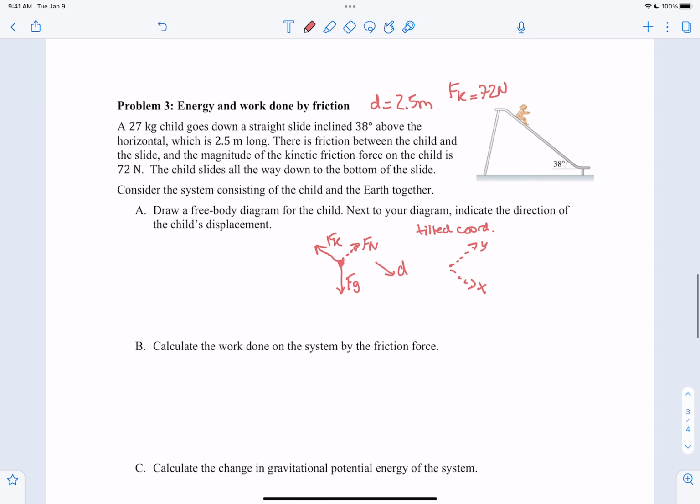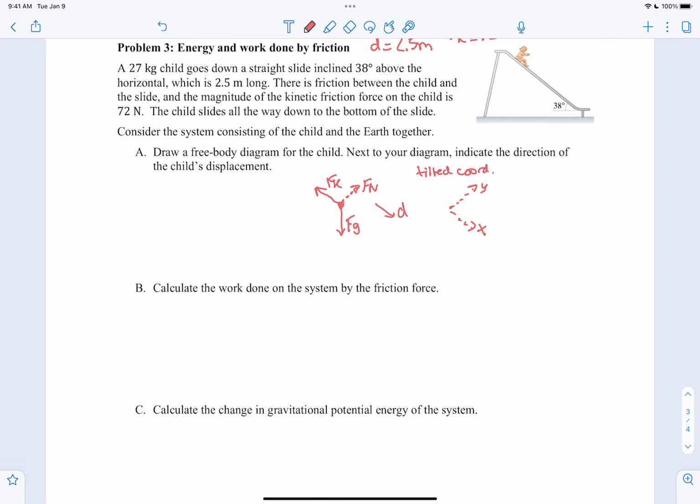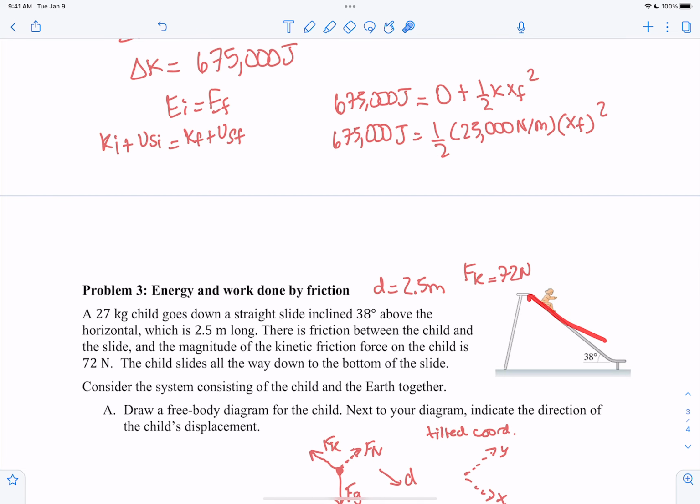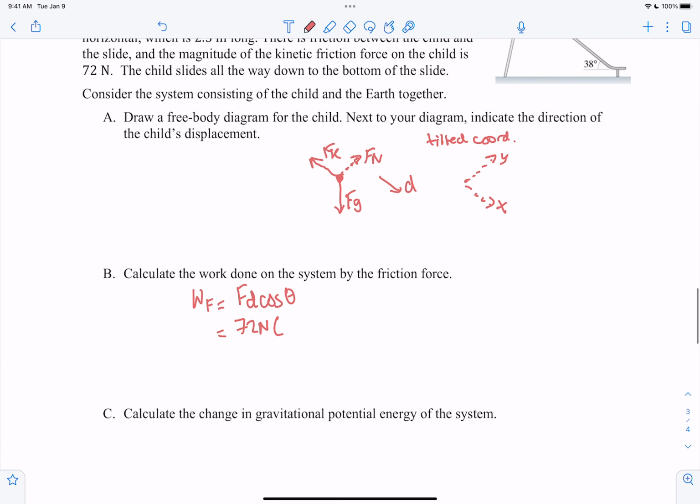Now, for part B, they're asking us what the work done is on the system by the friction force. So work done by friction: remember work is F d cosine theta. They gave us the force of friction, 72 newtons, and they gave us the distance, the child slides along the length of the slide, which is 2.5 meters. But what's the angle at which this friction force is acting?